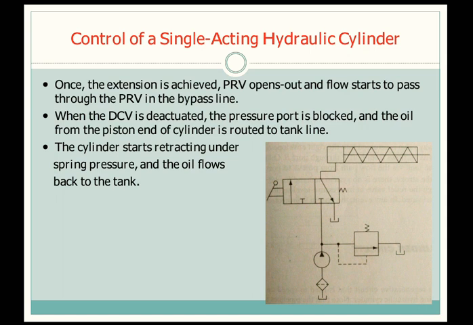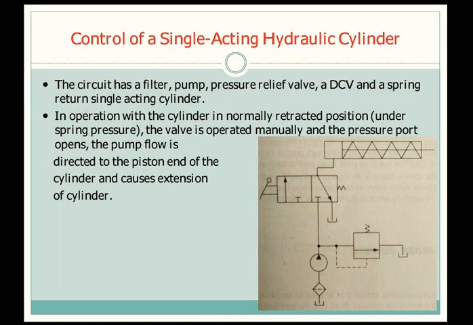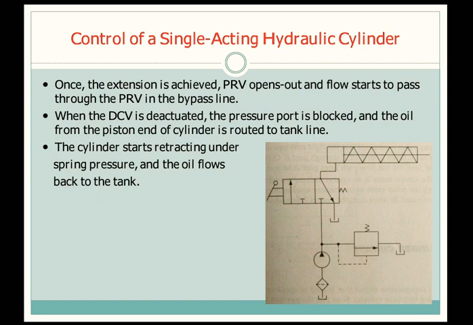When the DCV is deactivated, the pressure port is blocked and the oil from the piston end of the cylinder is routed to the tank line. So the oil is blocked from passing to the cylinder, and it is bypassed to the pressure relief valve and finally to the tank. The cylinder starts retracting under spring pressure, and the oil which was present in the piston end flows back to the sump, as shown in the figure. This is how a single acting hydraulic cylinder works.